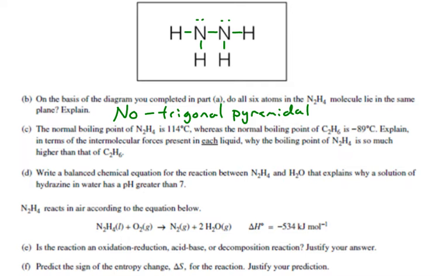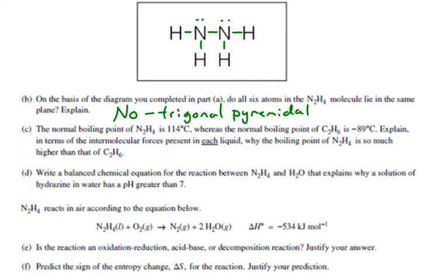Hydrogen bonding? Okay, so it's polar and has hydrogen bonding. That's the biggest thing, though. It also has dipole-dipole and London, but definitely hydrogen bonding. And then C2H6 is London. And then you should state hydrogen bonding is much stronger than London, so it would take more energy to overcome those forces, or something like that.